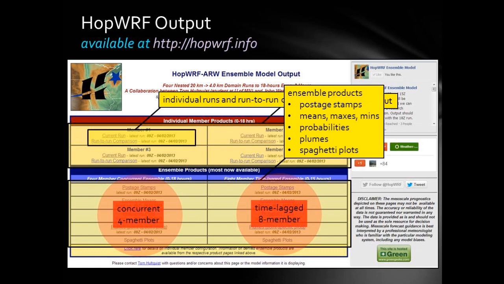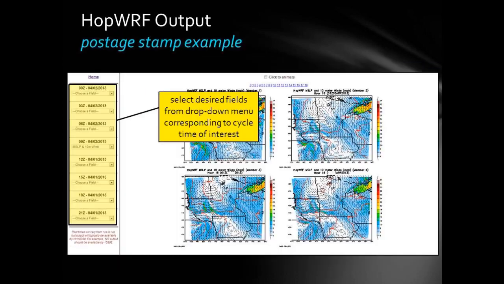I mean, there's no real science behind that other than saying the latest run should be a little bit better. This is what the website looks like. If you go to it, there's output from individual members up here where you can look at just stuff from one specific member. There's also information on basically run-to-run comparison, so you can look at how this member has changed over the last 4 runs.